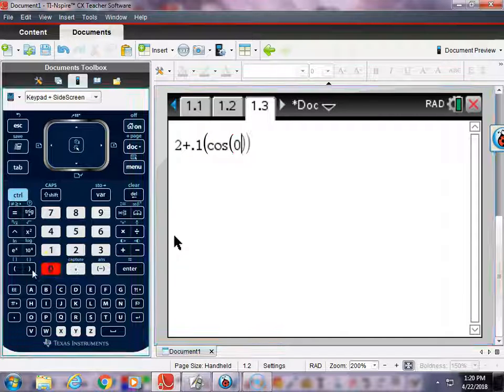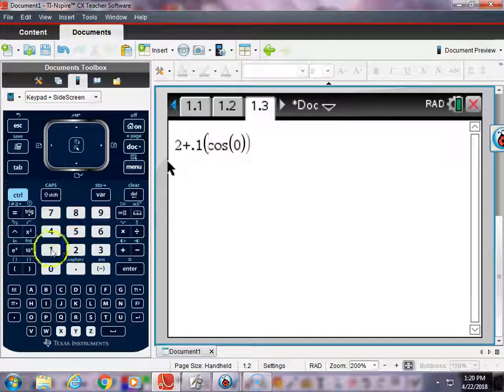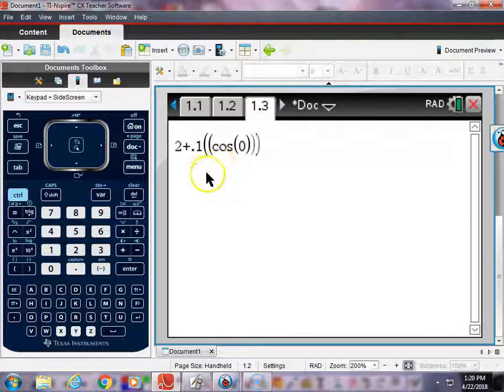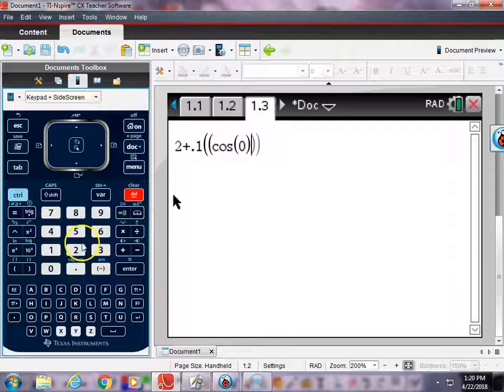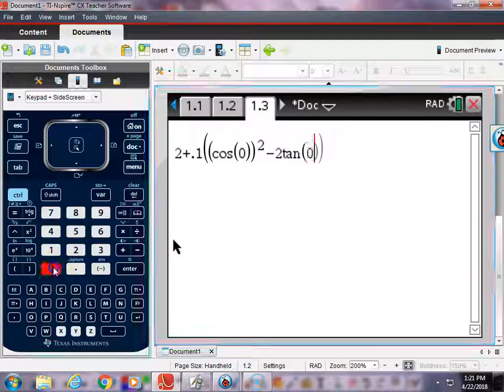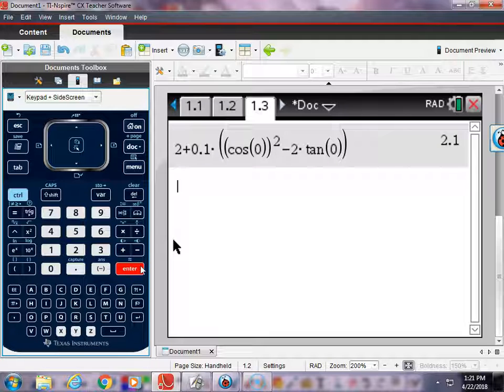Okay, so I want the cosine of 0, and actually I want the cosine of 0 to be squared. Let's see, kind of overdone in my parentheses here. Let's say cosine of 0, and that's squared, good, minus 2 times the tangent of 0. And I think we've got enough parentheses. We'll just see how that goes. We've got a nice little 2.1.